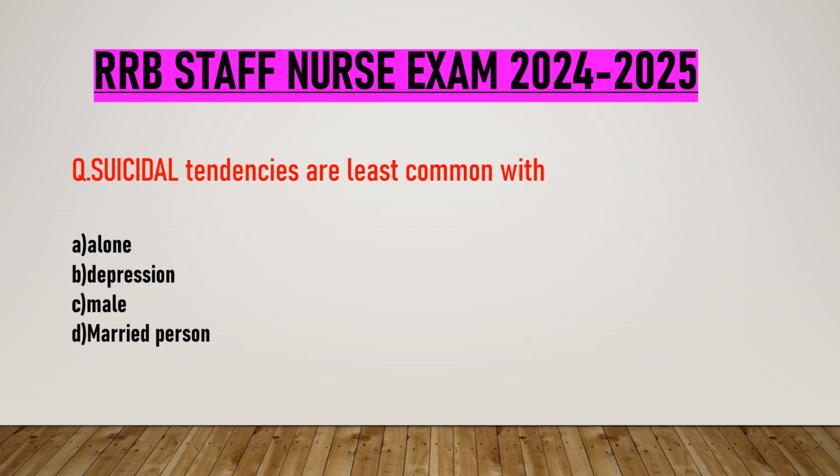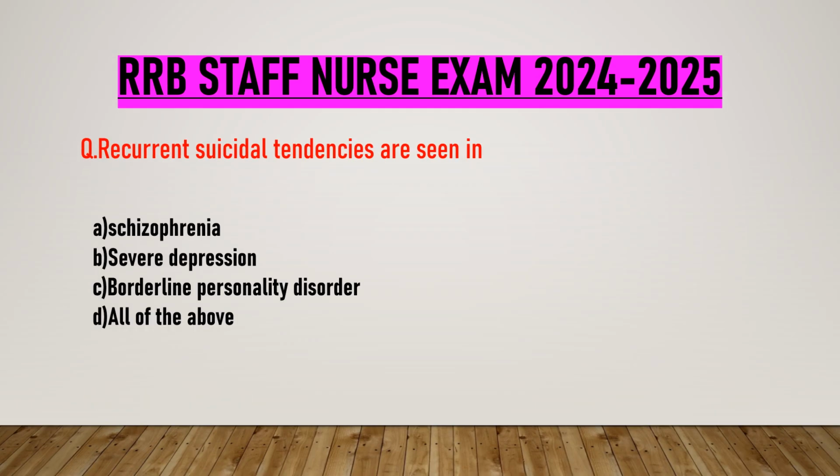Suicidal tendencies are least common with? Options are alone, depression, male, married person. So the answer is option D, married person.